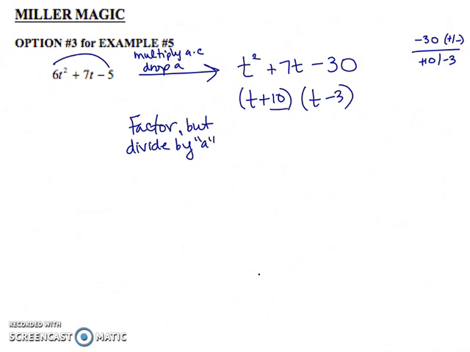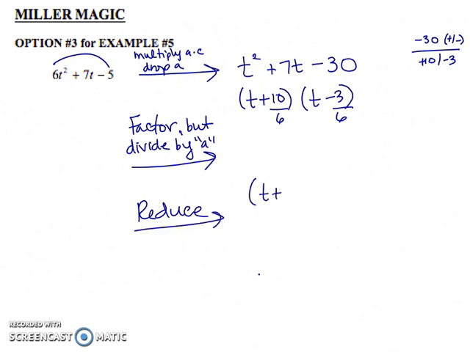So I have to divide both of these by that A value, which was 6. Okay. And now we're going to reduce. So this is t plus 10 over 6 reduces to 5 over 3. And negative 3 over 6 reduces to negative 1/2. And then our last step, this is the really cool thing here.